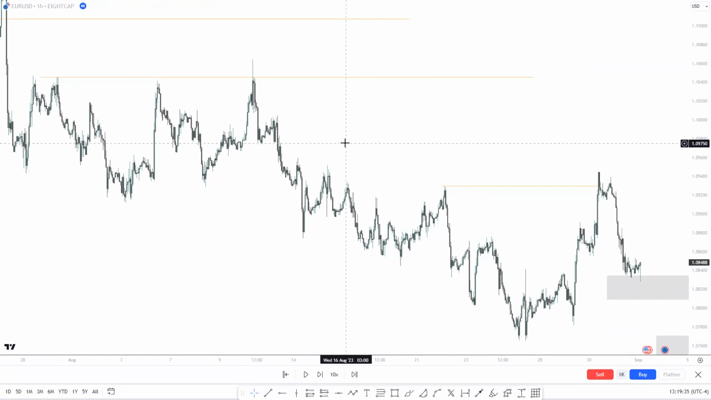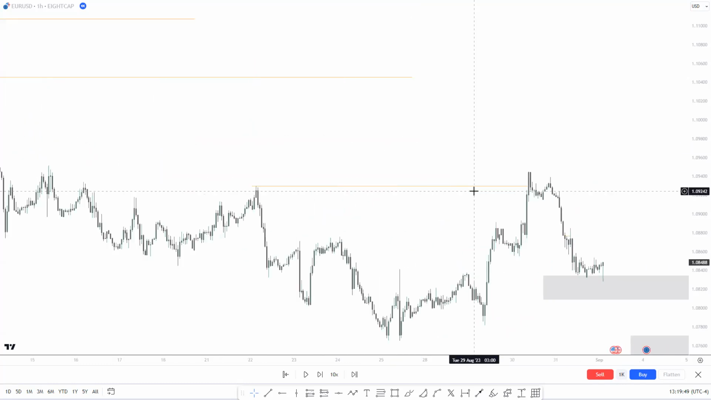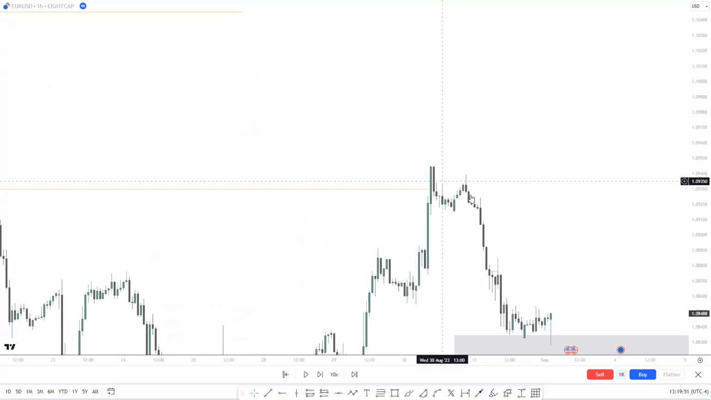So what you can do is wait for a raid on a short-term high, for example, on the H4, and then you can go into the M15 chart and just trade from there, and you will see expansion if the structure gets bearish. So you can clearly see how the structure gets bearish.